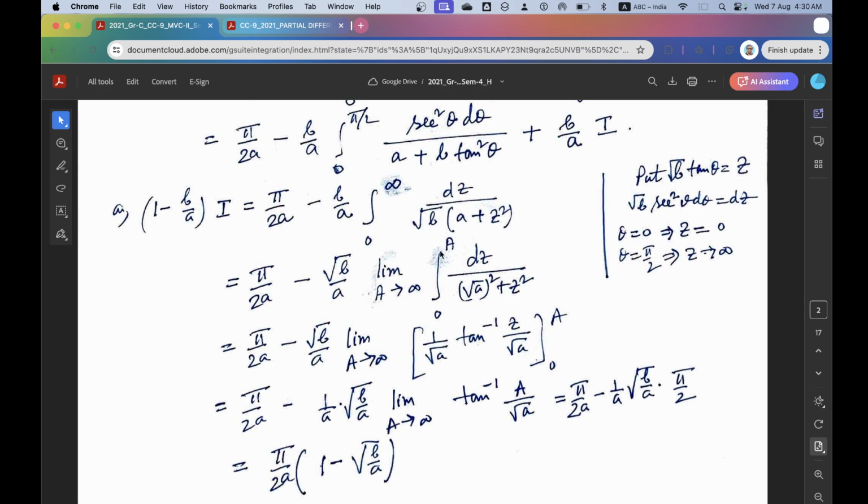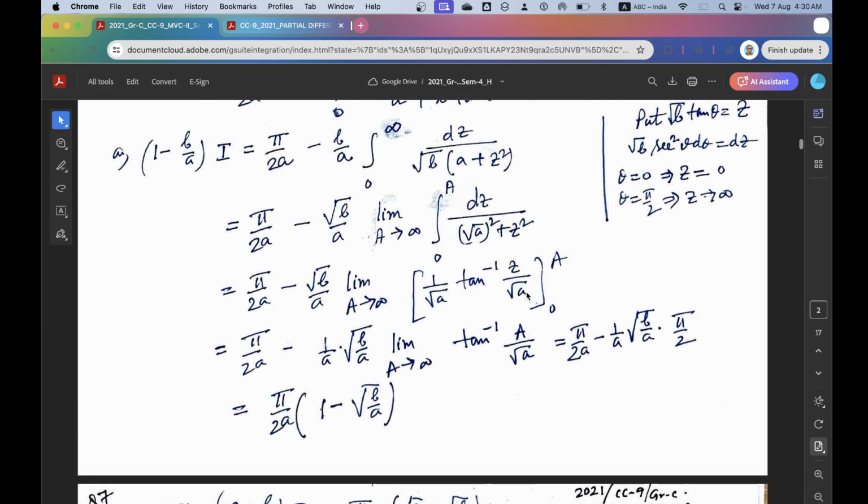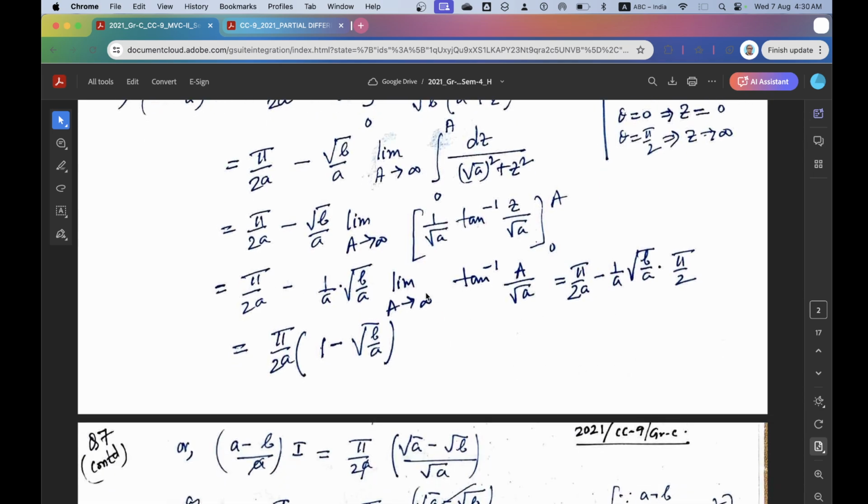Limit a tends to infinity, integration 0 to a dz whole divided by root a whole square plus z square, and this is equal to limit a tends to infinity 1 by root a tan inverse z by a, with lower and upper limits 0 and a. So we get limit a tends to infinity tan inverse a by square root of a equal to pi by 2a minus 1 by a square root of b by a into pi by 2.